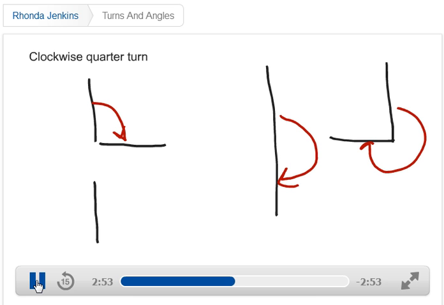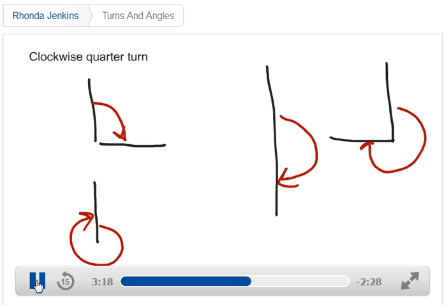Then finally, you could have a full turn. We only need one piece because remember, it's going to be a full turn. That means it went all the way around in the direction of the clock. A complete turn, a clockwise full turn. Or you can even call it a right turn.